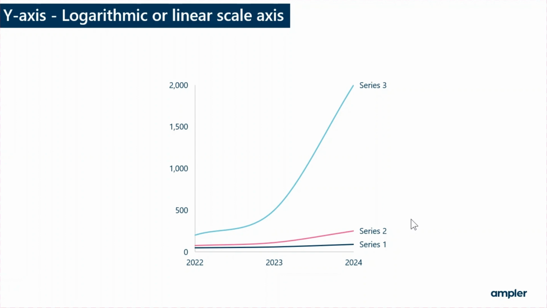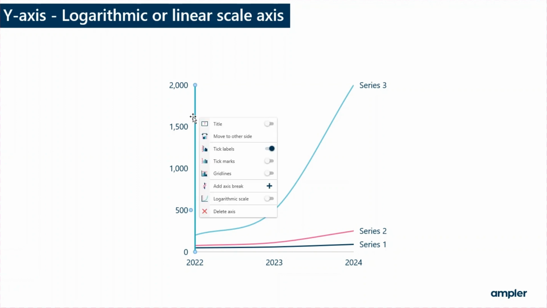Based on your data and conclusions, you can decide the best way to show your scale, either the default linear scale or the logarithmic scale. In the context menu, you'll find an option to toggle between the linear and the logarithmic scale.